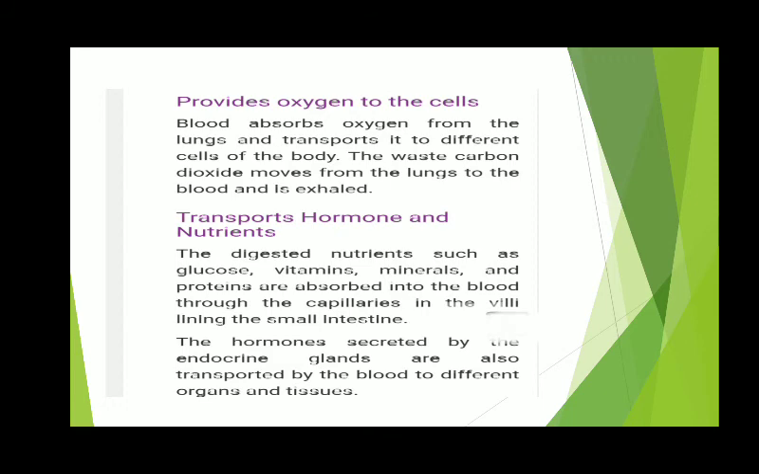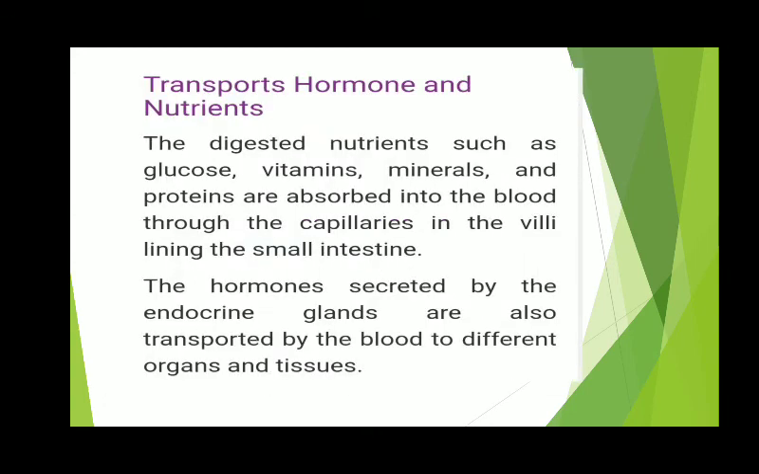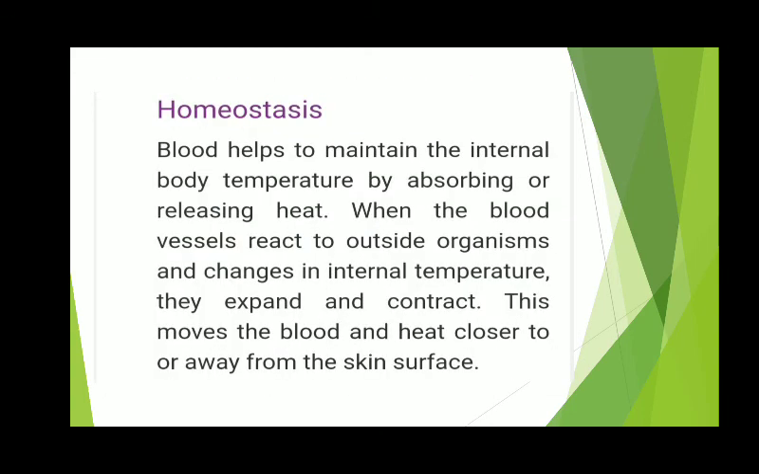Second is transport of hormones and nutrients. Blood carries digested food from small intestines to all parts of our body. Understand? And it carries hormones from endocrine system to different organs of the body where they are needed. And blood carries a waste product called urea from liver to the kidneys for excretion in urine. Got it? These are the functions of blood.